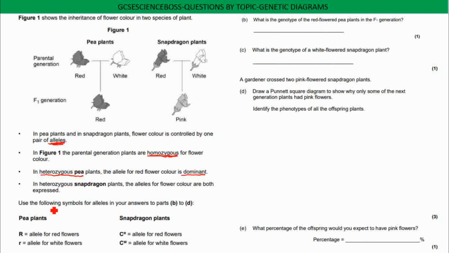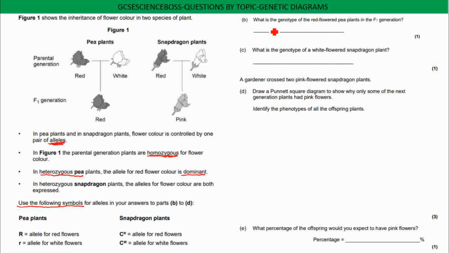Use the following symbols. So when they tell you to use the symbols, please ensure that you're using the symbols in your answers to parts B and D. So you have your red plants, they've given you the alleles, and you have your snapdragon plants, they've given you the alleles here. So ensure that you use that there.